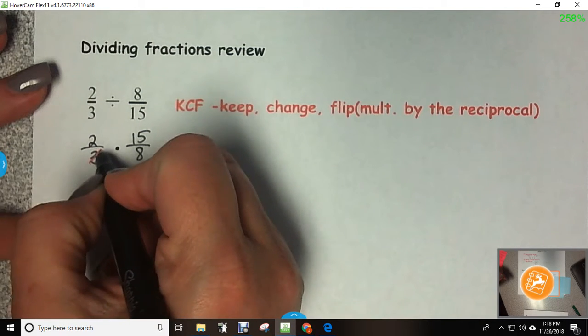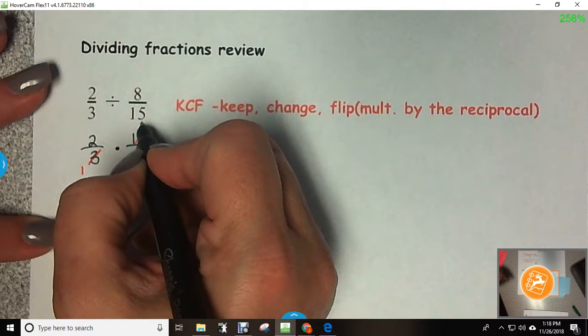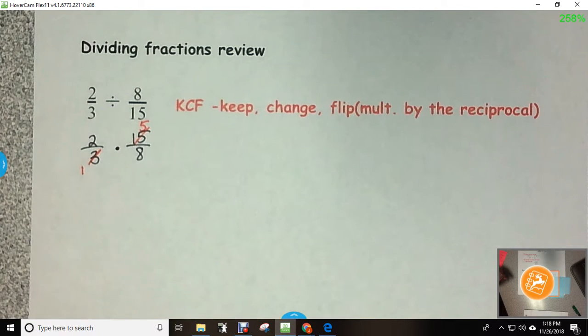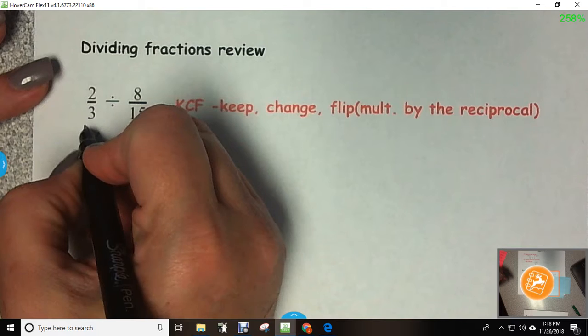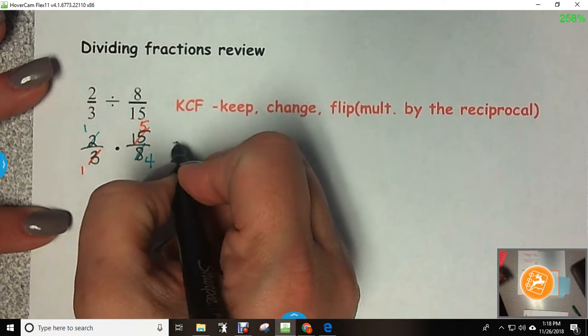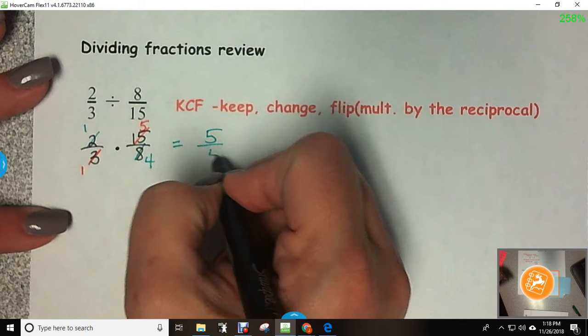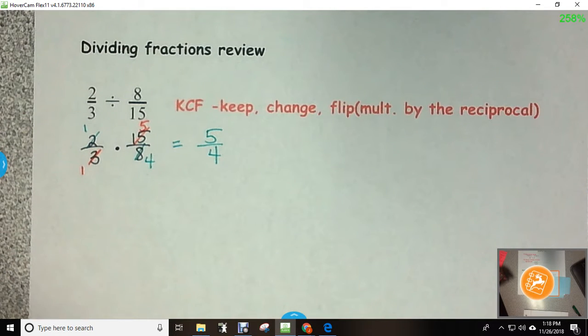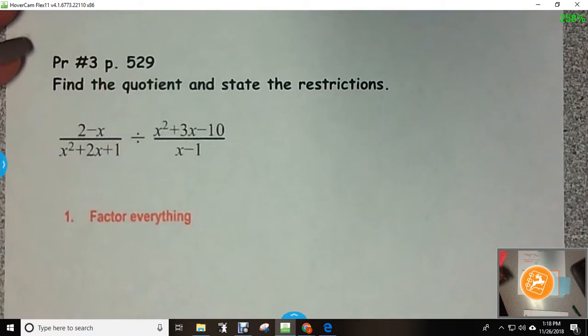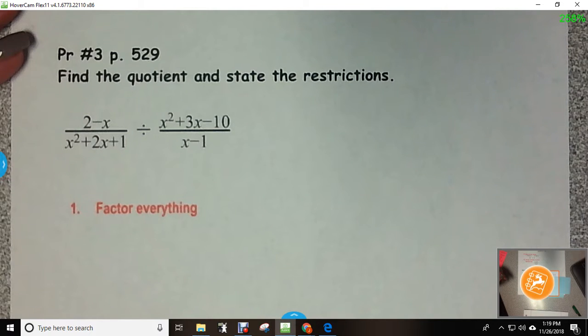We can cross cancel here. 3 goes in here 1 and 5 times. And then I can cross cancel with the 2 and the 8. So my final answer is just 5 over 4. Alright, so now let's take a look at this one. The restrictions for this is a little bit more complicated.